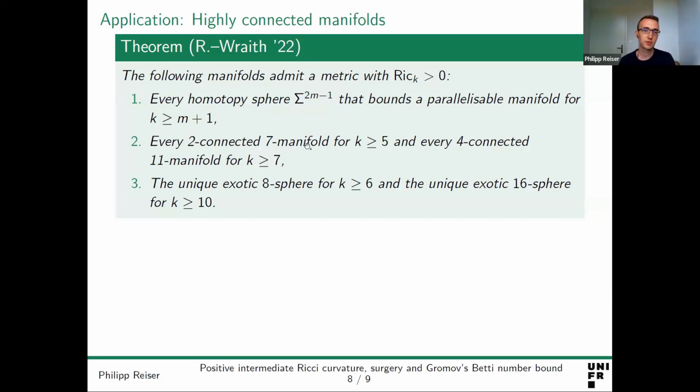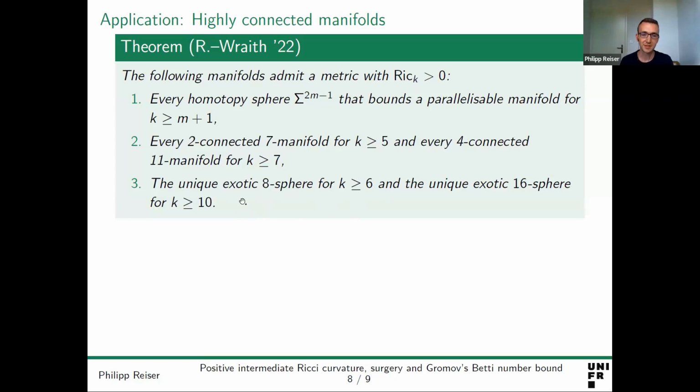But in these dimensions, we can say even more, namely every 2-connected 7-manifold has a metric of Ricci 5 positive, and every 4-connected 11-manifold has a metric of Ricci 7 positive. And for even dimensions, we can also consider exotic spheres, and this time they will not be of this form. For example, the unique exotic 8-sphere has a metric of Ricci 6 positive, and the unique exotic 16-sphere has a metric of Ricci 10 positive.